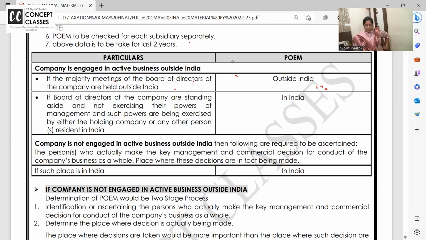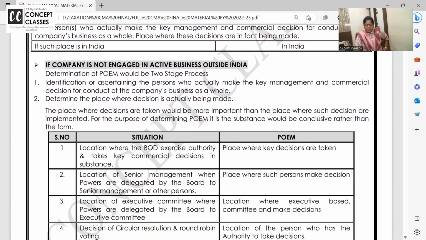Non-resident. If the board of directors are standing aside and not exercising their powers, and such powers are being exercised by some other important people who control the company, then see from where they are managing. If they are managing from India, then it will be in India. POEM. Okay, right? So determination of the POEM is 2-stage: identify and ascertain the persons who are actually managing.